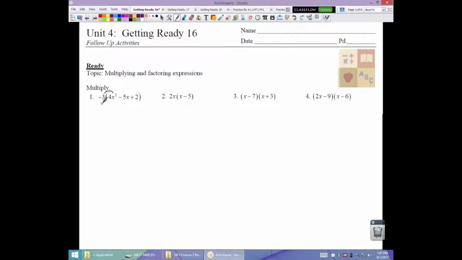So we distribute the -3 to all three terms. We get -12x squared plus 15x minus 6. No like terms, so we're done with that one.